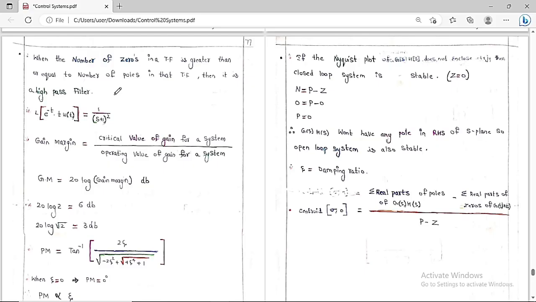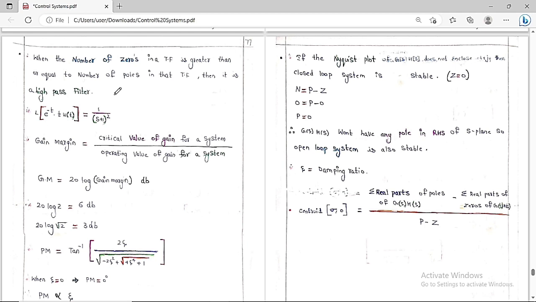The next point is, when the number of zeros in the transfer function is greater than or equal to the number of poles in the transfer function, then it is said to be a high pass filter. Why is it like this?